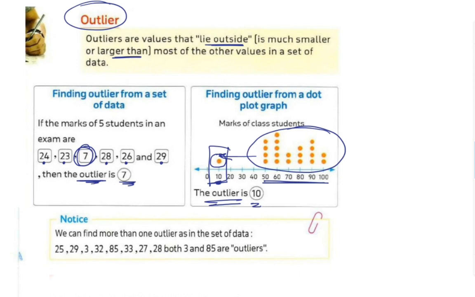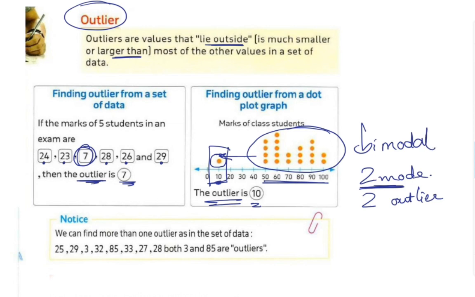Now we can find any values with two modes, right? Also we can find two outliers. If you have two modes, it's bimodal. Maybe you find two outlier values.